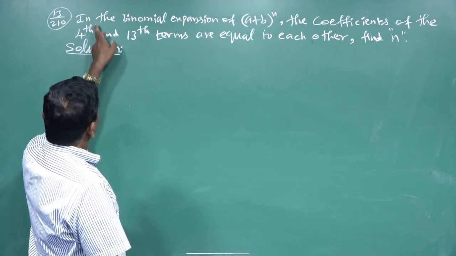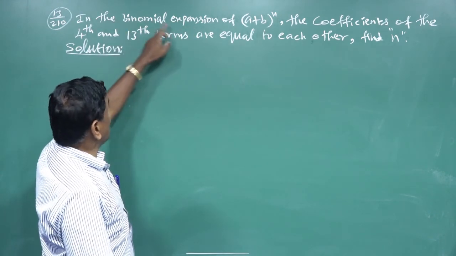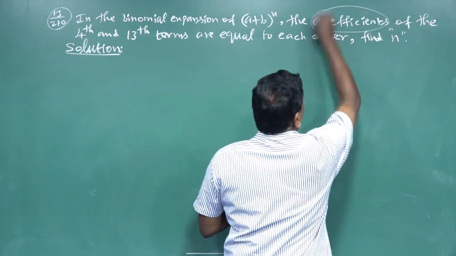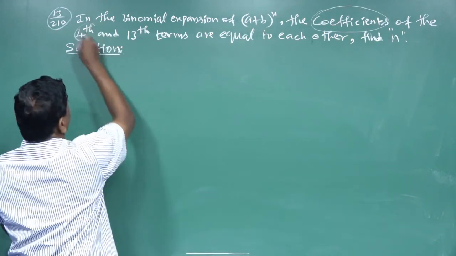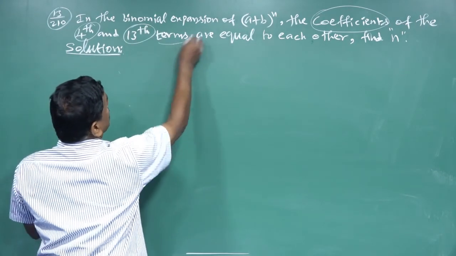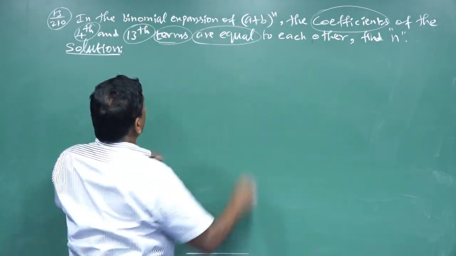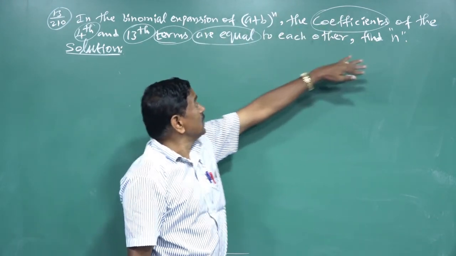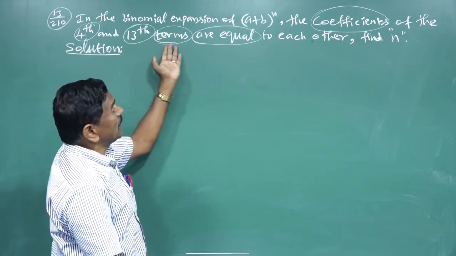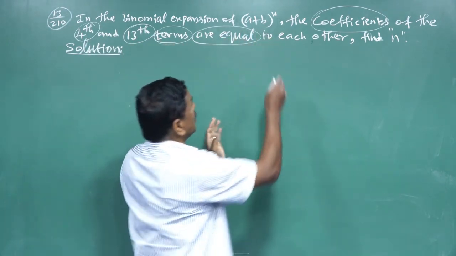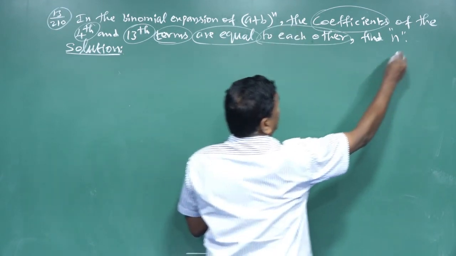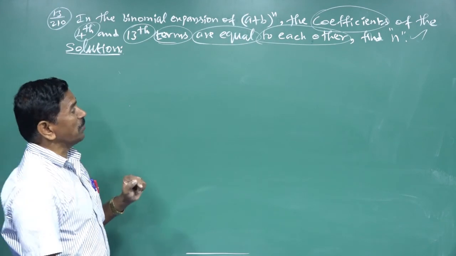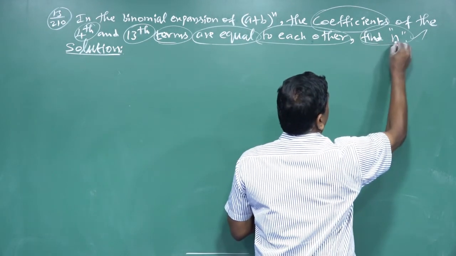Exercise 5.1, 13th question. Question is, in the binomial expansion of (a + b)^n, if the coefficients of the fourth and the 13th terms are equal to each other, then find the value of n. We want to find the value of n.